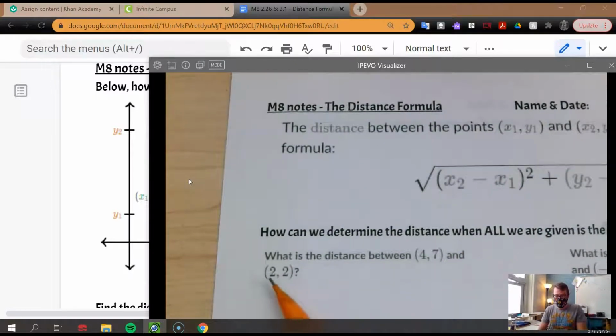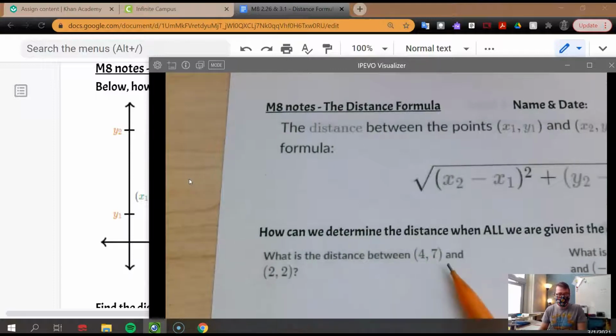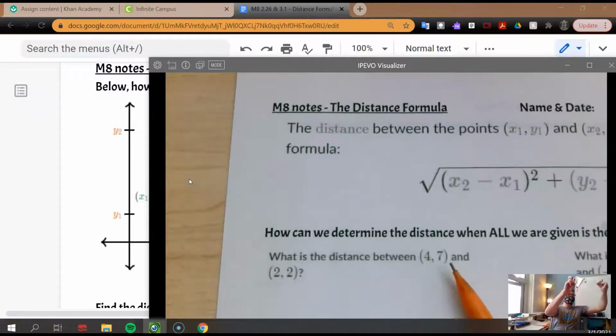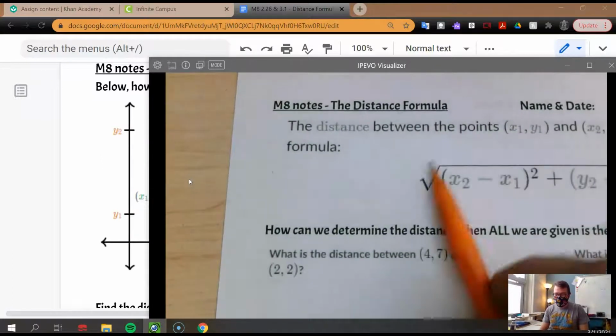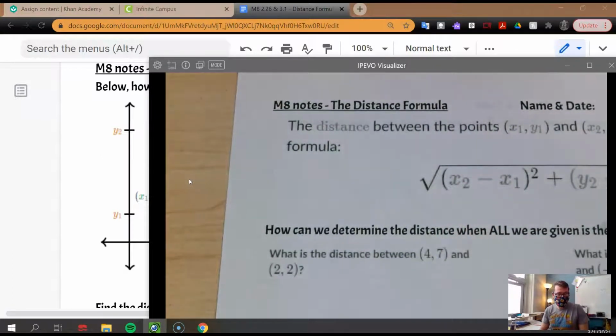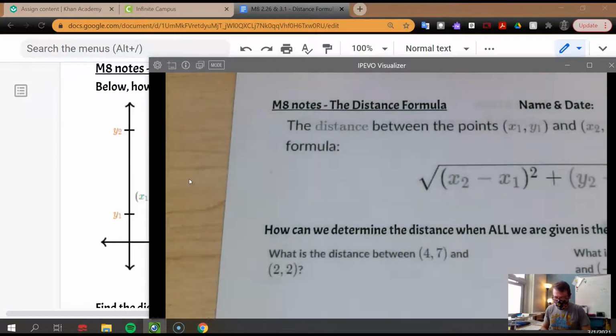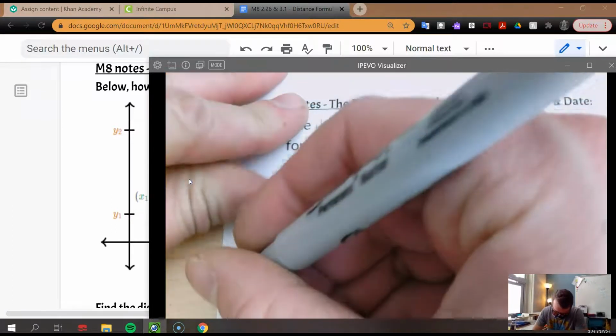But I could do 2 minus 4 and 2 minus 7, and they come out to be negative numbers. But what happens when you square a negative? It's positive. So I'm literally going to write this down both ways here, but I want you to write down the work. Don't just do it in a calculator. I want you to write down the work that goes with this one.